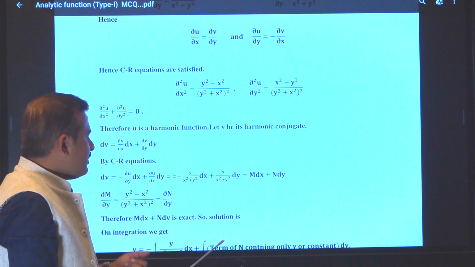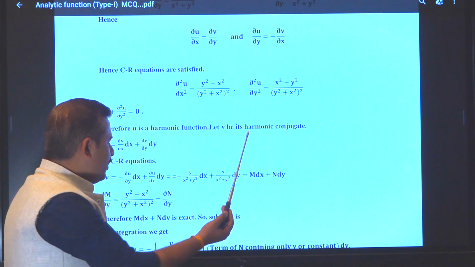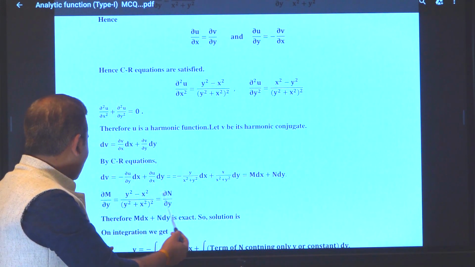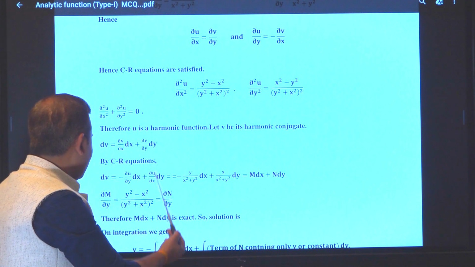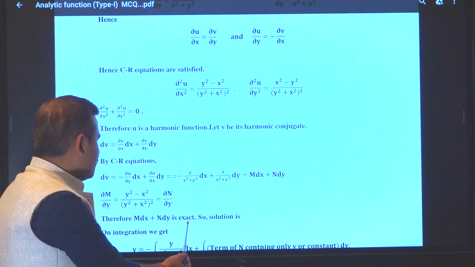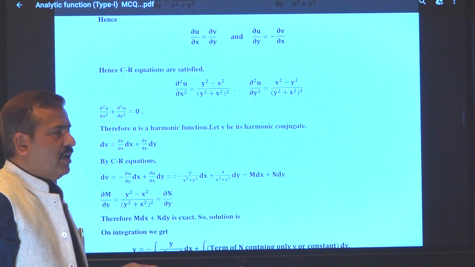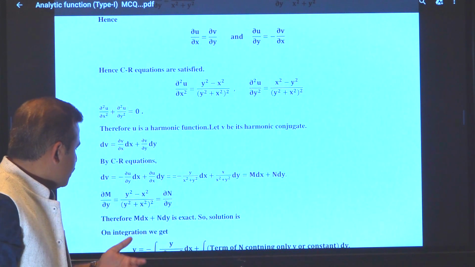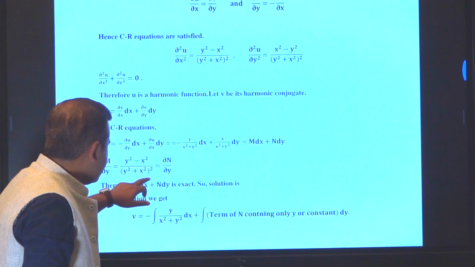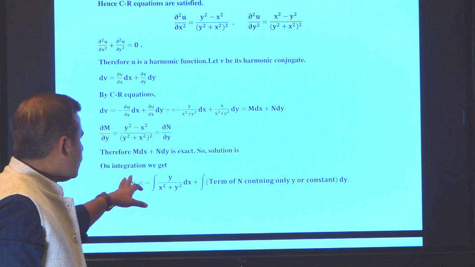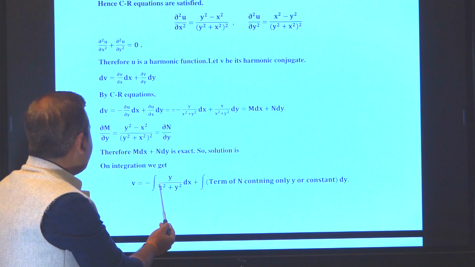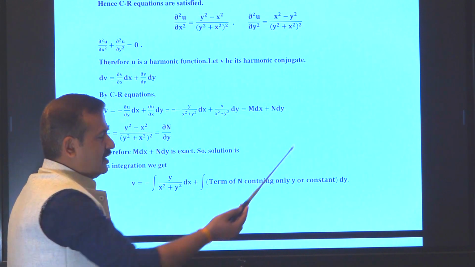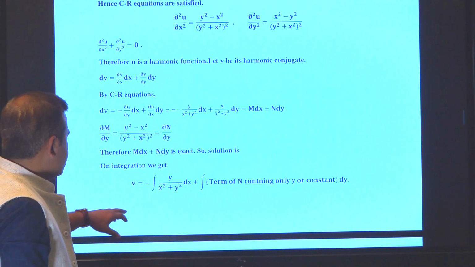What is the exact differential method? First you define M dx + N dy, then you check that ∂M/∂y equals ∂N/∂x. Therefore M dx + N dy should be exact, and when we get the result, it is exact. So what is the solution of the exact differential? The solution is v equals the integral of M dx plus the terms of N containing only y, or constant with respect to y. So this is the formula.